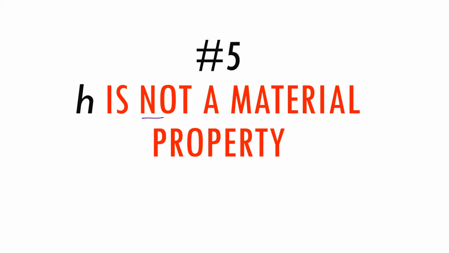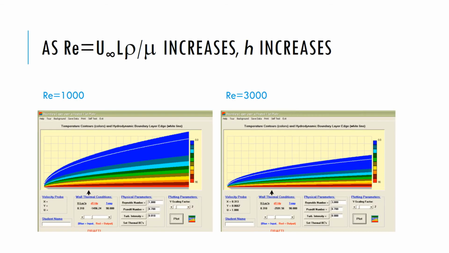h is not a material property. It may be obvious to some of you, but I have seen some of us thinking this way, h is another material property. First of all, what are examples of material property? Density, viscosity, these are examples of material property.